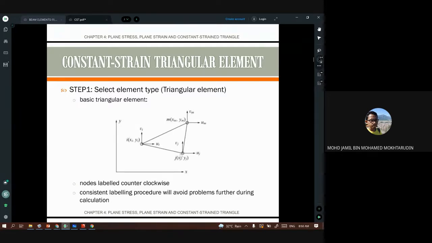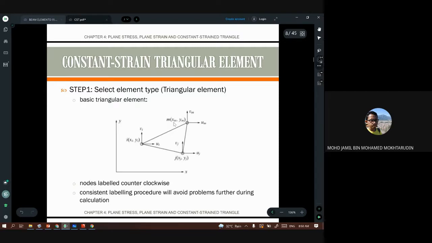When you calculate the stiffness matrix, later on you will need to superpose or combine them when there are other elements, like another triangle element or neighboring triangle element. So to name the nodes, we name them counterclockwise. For example, maybe this is node I or number 1, and then counterclockwise, the following node is node J or node number 2. And then the next one, counterclockwise, is node M or node number 3.